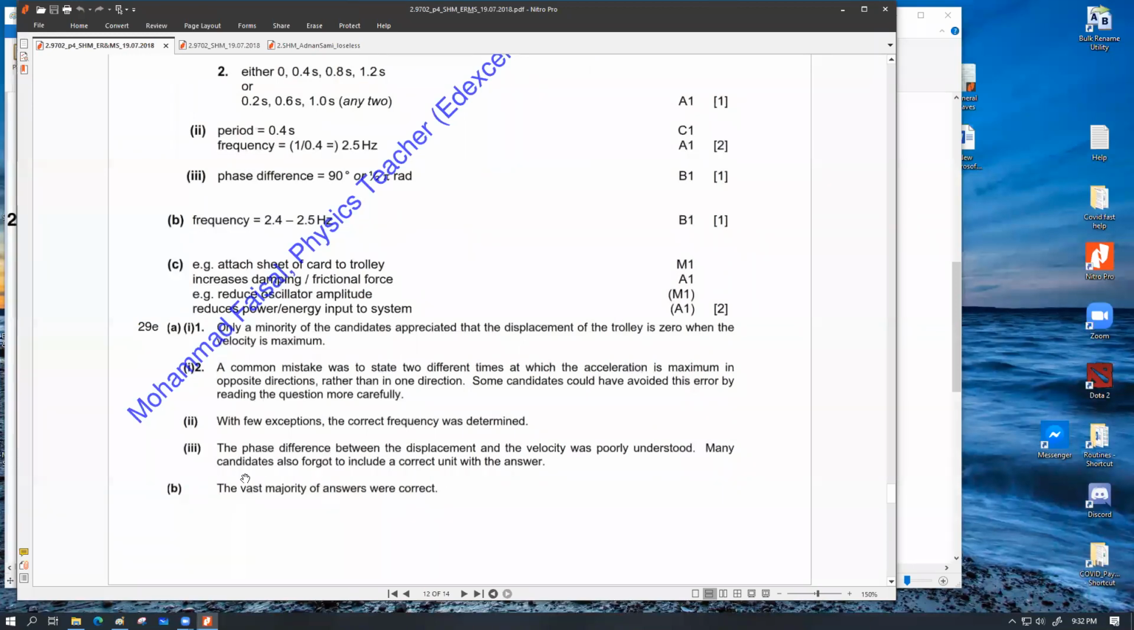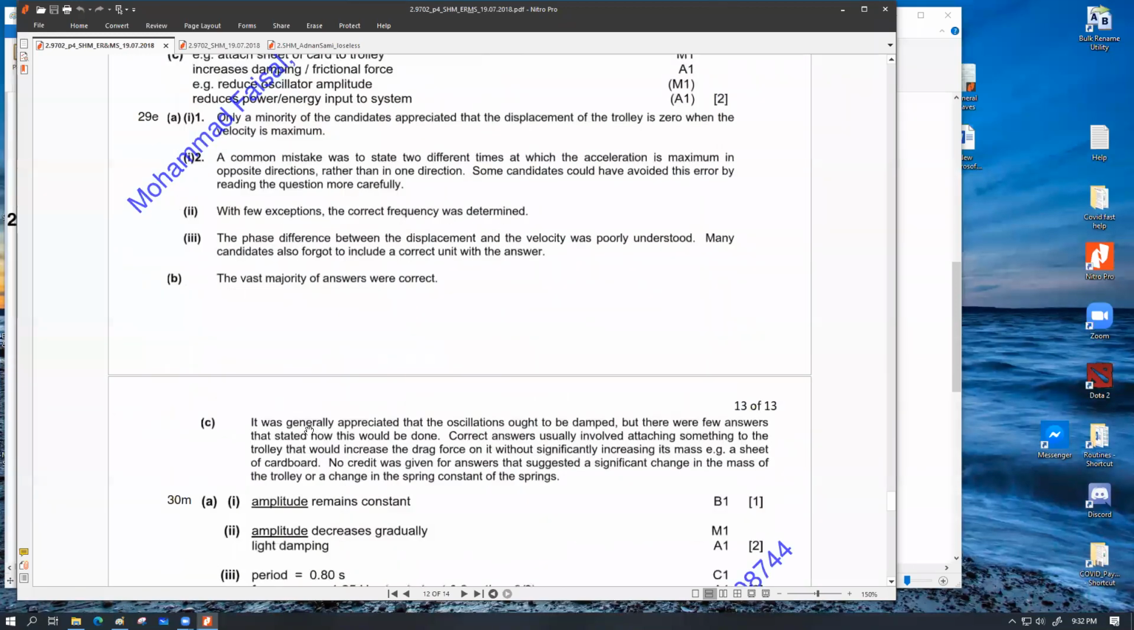Okay, the vast majority of the answers were cut. It was generally appreciated that the oscillator ought to be damped, but there were few answers that stated how this would be done. Correct answers usually involve attaching something to the trolley that would increase the drag force on it without significant increase in the mass. Example: a sheet of cardboard. No credit was given to answers that suggested a significant change in the mass of the trolley or a change in the spring constant of the springs.